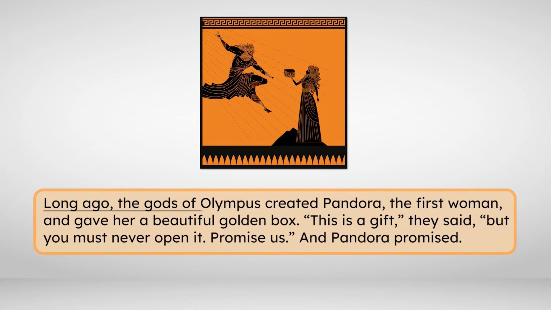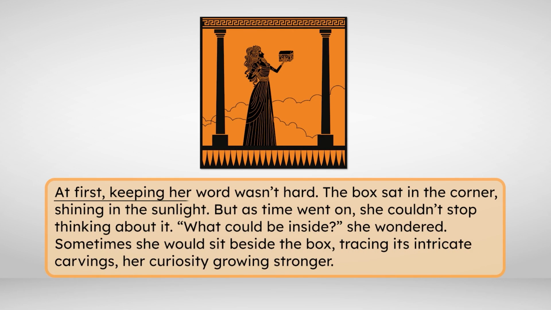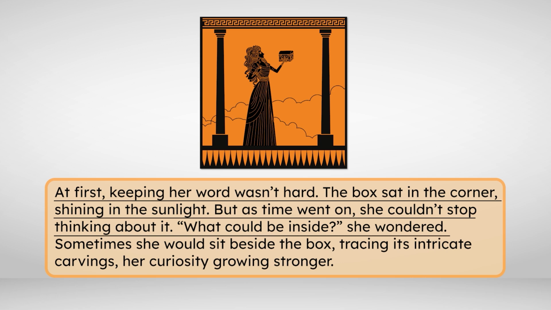Long ago, the gods of Olympus created Pandora, the first woman, and gave her a beautiful golden box. "This is a gift," they said, "but you must never open it. Promise us." And Pandora promised. At first, keeping her word wasn't hard. The box sat in the corner, shining in the sunlight. But as time went on, she couldn't stop thinking about it. What could be inside, she wondered. Sometimes she would sit beside the box, tracing its intricate carvings, her curiosity growing stronger.